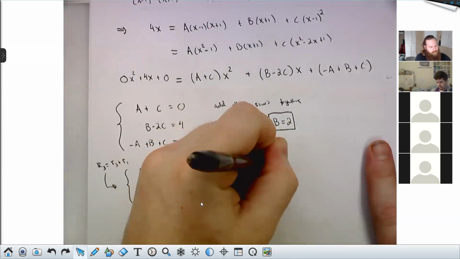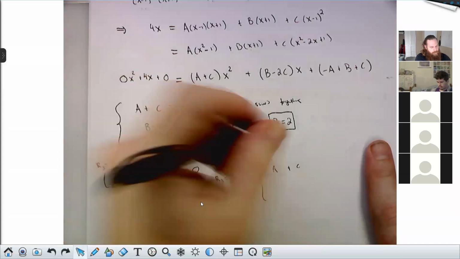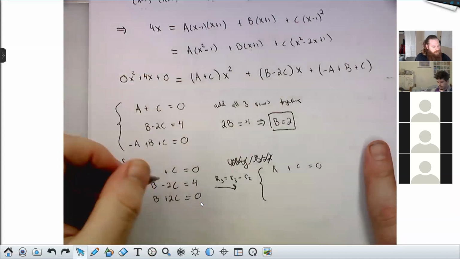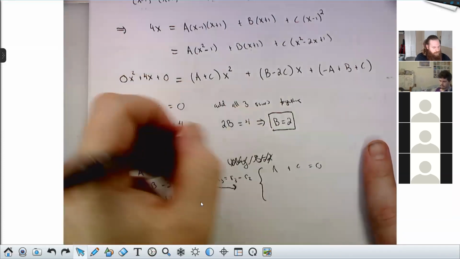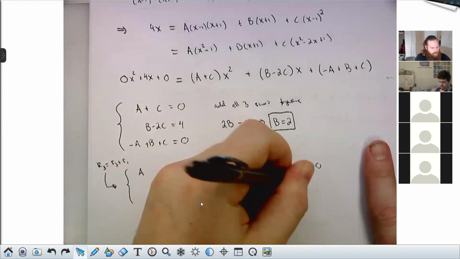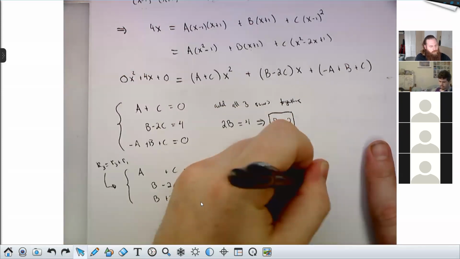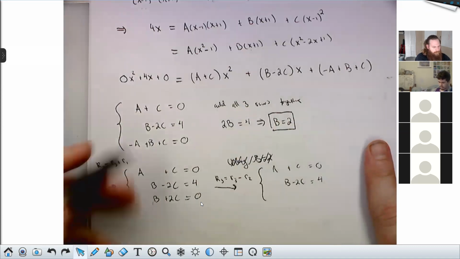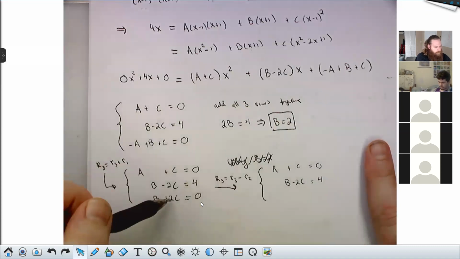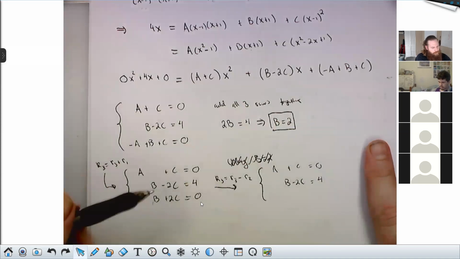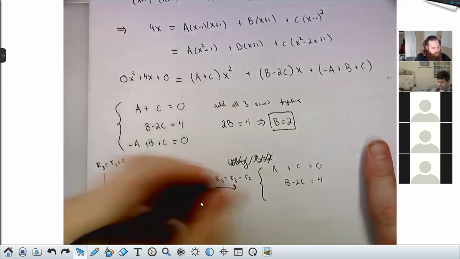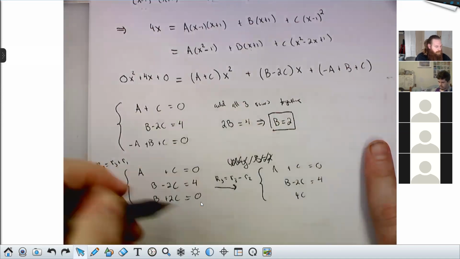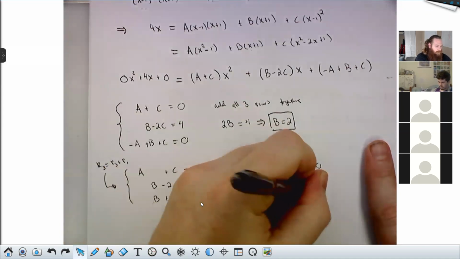So row 1 stays A plus C equals 0. Row 2 isn't changing, that stays B minus 2C equals 4. And now if I subtract this from this, what will I get? I'd have B minus B, so that's going to be 0. I'd have 2C minus negative 2C, that's going to be 4C. And I'd have 0 minus 4, that's negative 4.